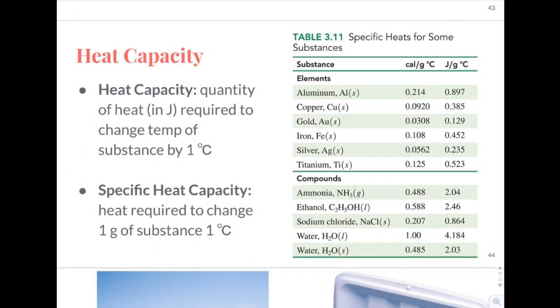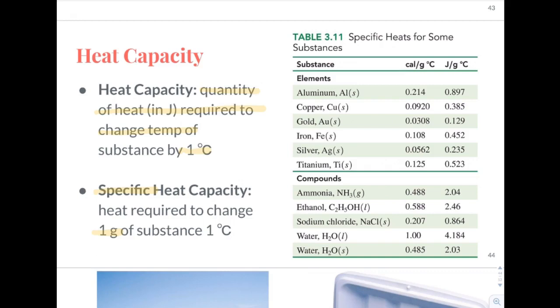So heat capacity. What is heat capacity? There's two different types of heat capacity, regular heat capacity and specific heat capacity. We're probably going to be using specific heat capacity more because it actually has a mass of the substance in it. But essentially, heat capacity is how much heat, the quantity of heat, required to change the temperature by 1 degree. And then specific heat capacity uses a mass as well, which is relevant because the amount of heat you need to change the temperature is going to be affected by how much you have.